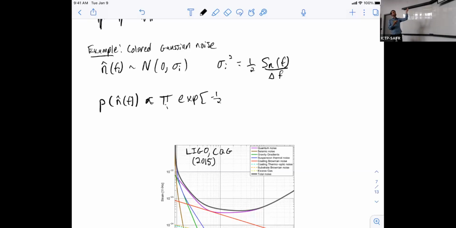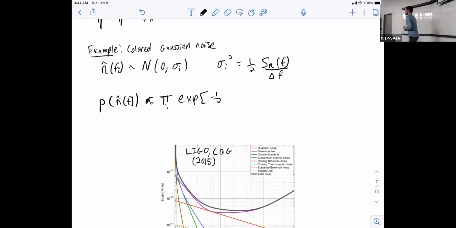Hopefully now we know what this plot is telling us. This is the standard deviation of the square root frequency bins. This is the standard deviation of the noise in each frequency. Yeah, so these noises would be like white noise, like colored white noise. So this PSD is for colored Gaussian noise.